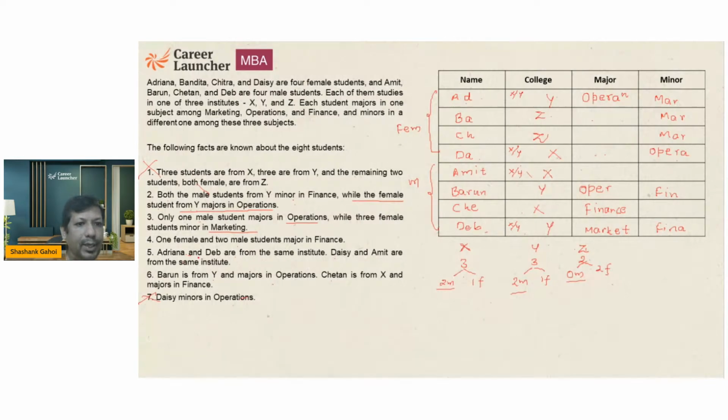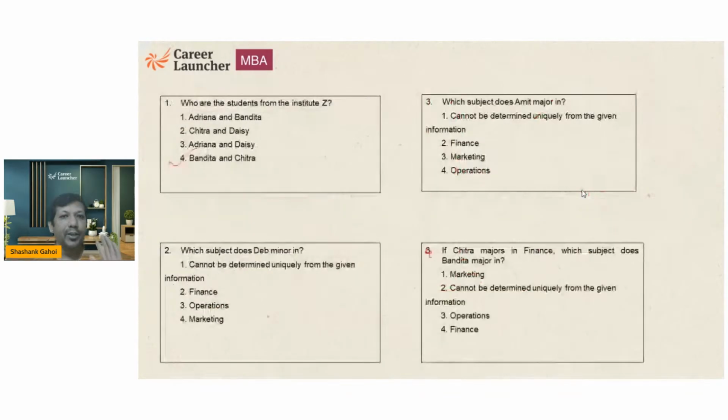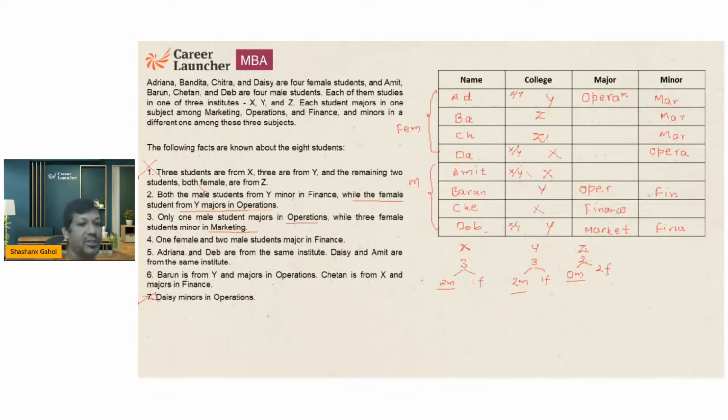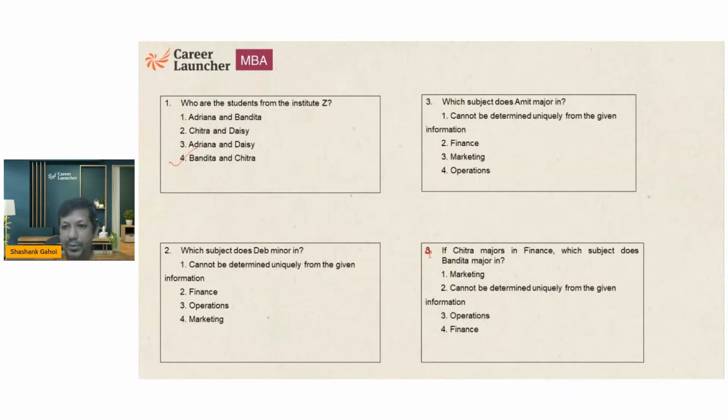Adriana and Deb are from the same college. Varun is from Y, majors in operation. Chetan is from X, majors in finance. So this is the complete information. Now I'm going to say in which subject Deb minors in, that is going to be finance, that is going to be option C. Got the answer.